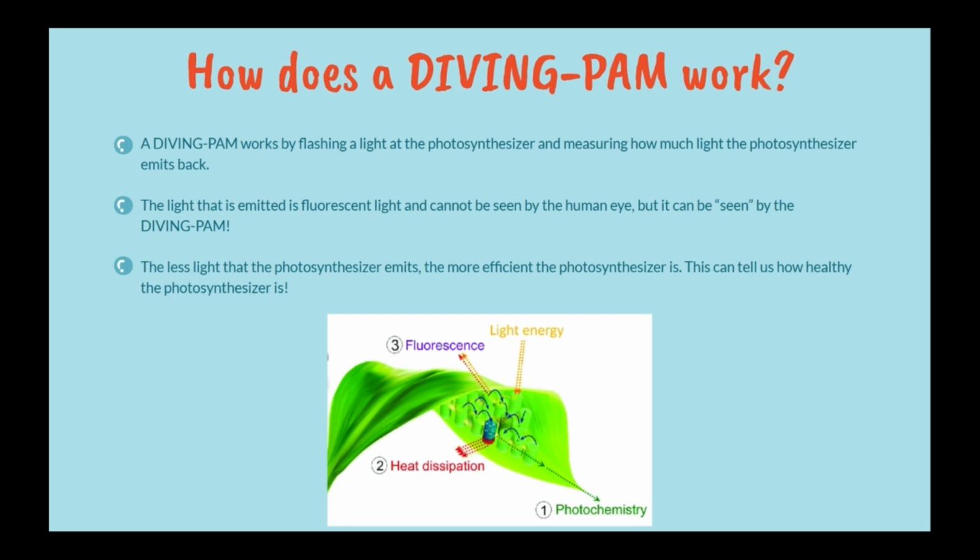A diving PAM works by flashing a light at the photosynthesizer and measuring how much light the photosynthesizer emits back. The light that is emitted is called fluorescent light, and it cannot be seen by the human eye, but it can be seen and analyzed by the diving PAM. The less light that the photosynthesizer emits, the more efficient it is at converting the light energy into food.